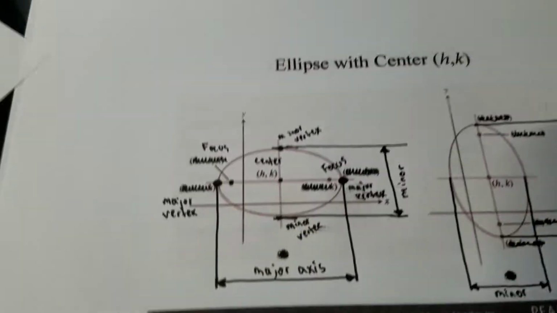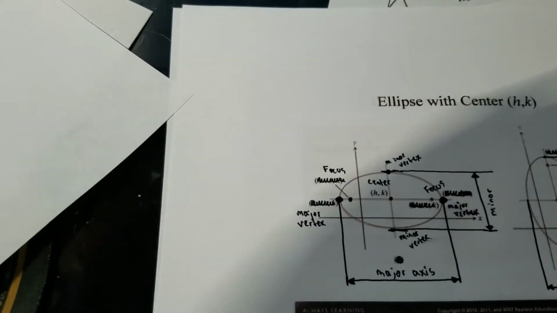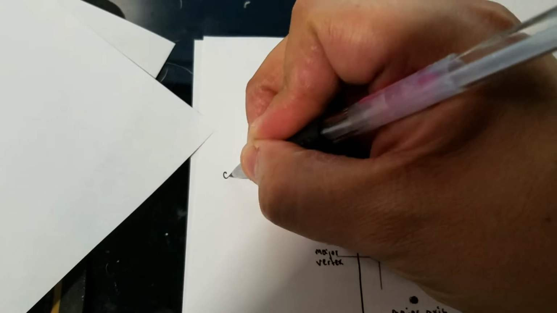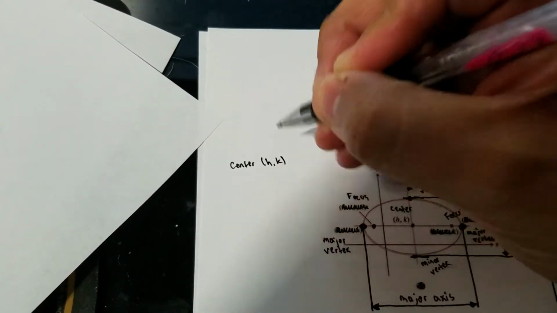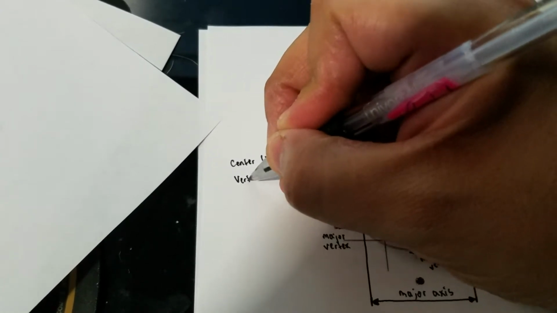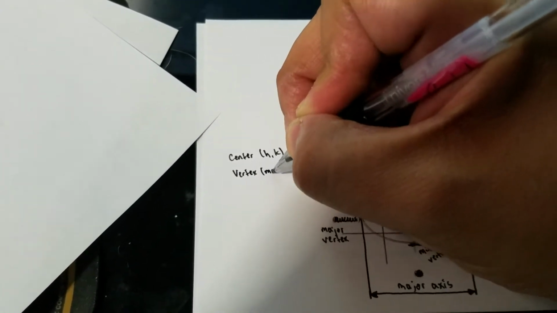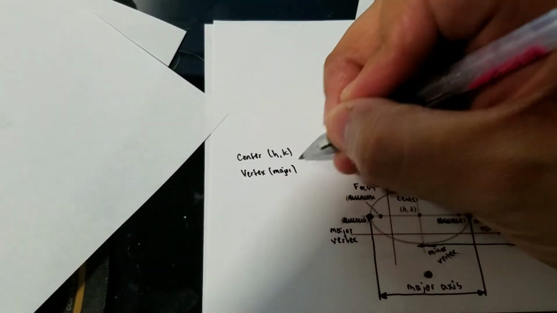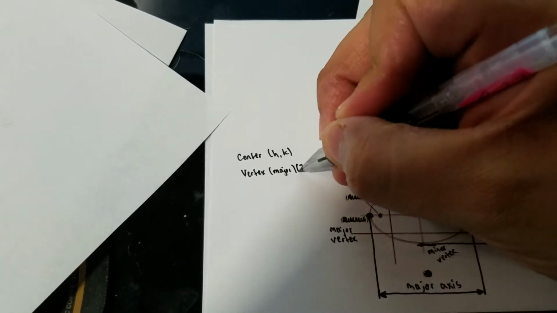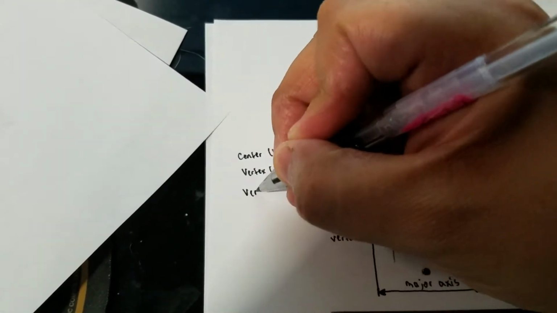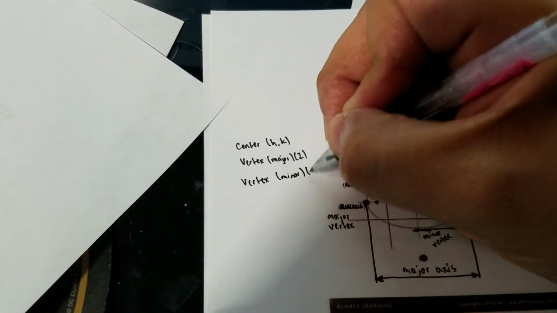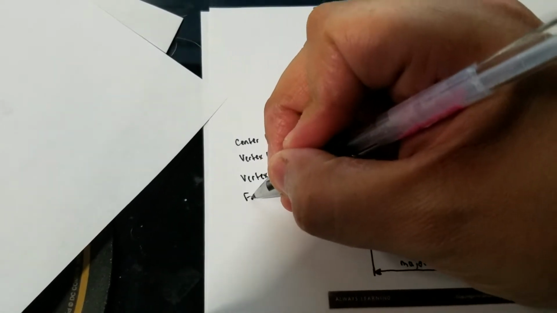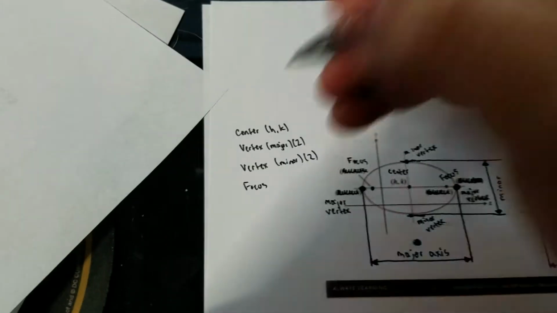So this is really what I want you to know. Okay. You're going to have 3 points here. You're going to have the center, which has H and K. You're going to have a vertex in the major direction, and you'll have two of these. You'll have a vertex in the minor direction. Again, you'll have two of these, and you'll have a focus. Okay, again, and this one you'll have two.